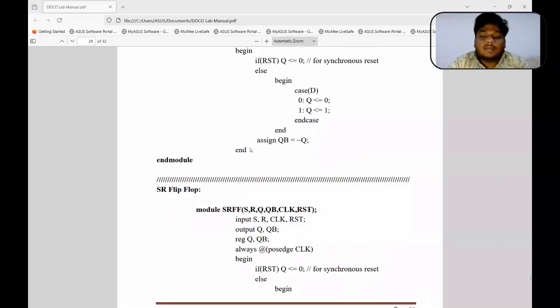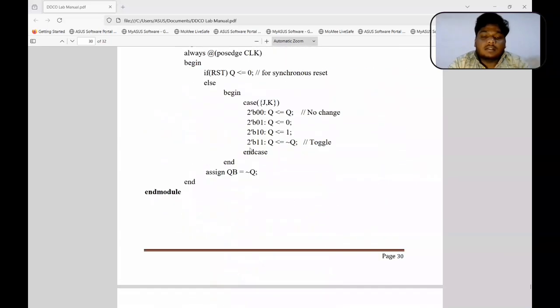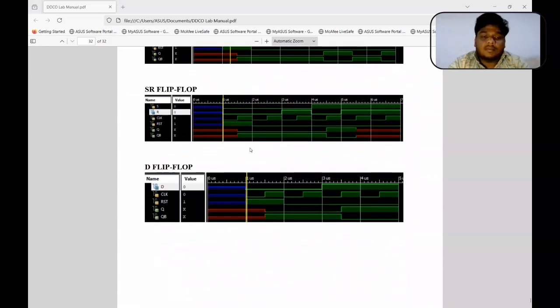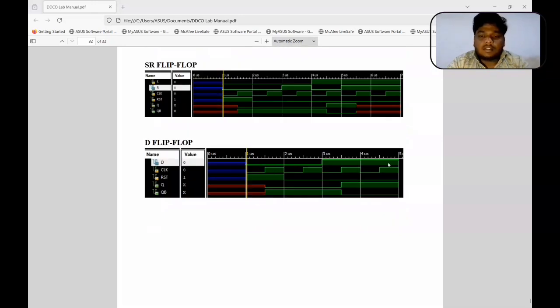Here the D flip-flop module ends, and this is the output of D flip-flop. I'm giving data line 0, clock 0, reset 0. The output is shown in the graph in milliseconds.